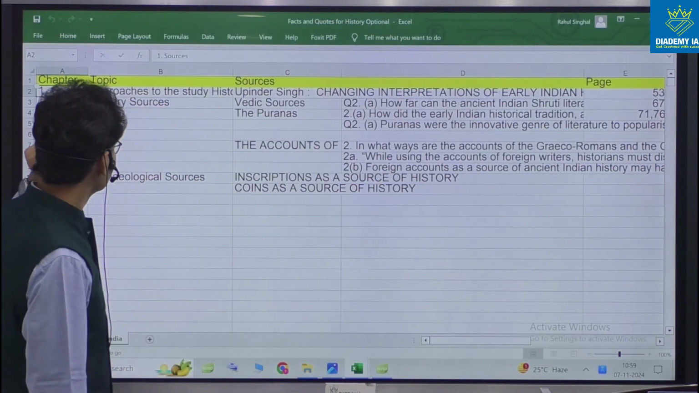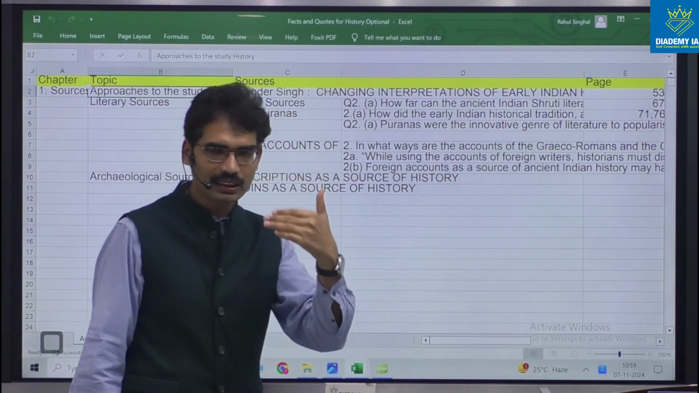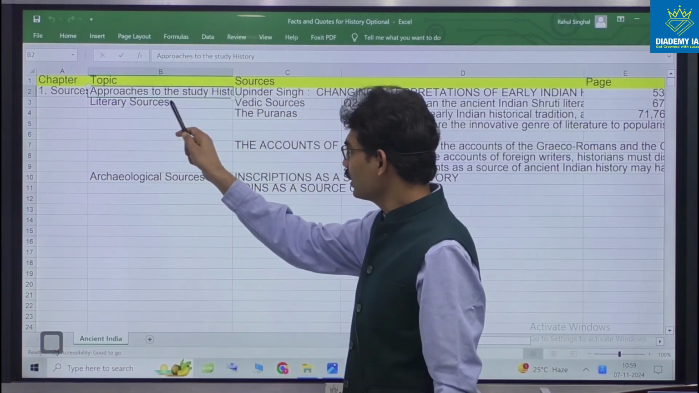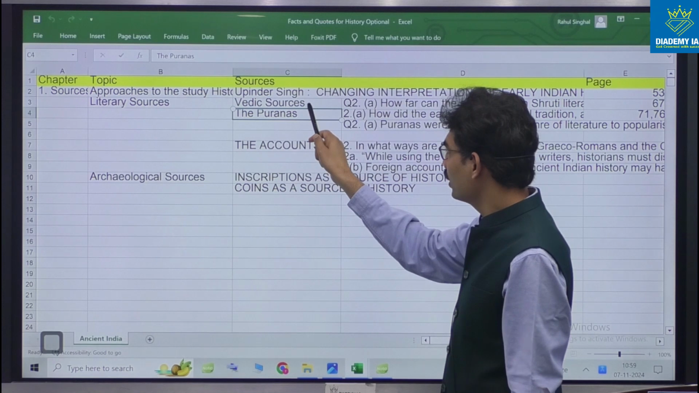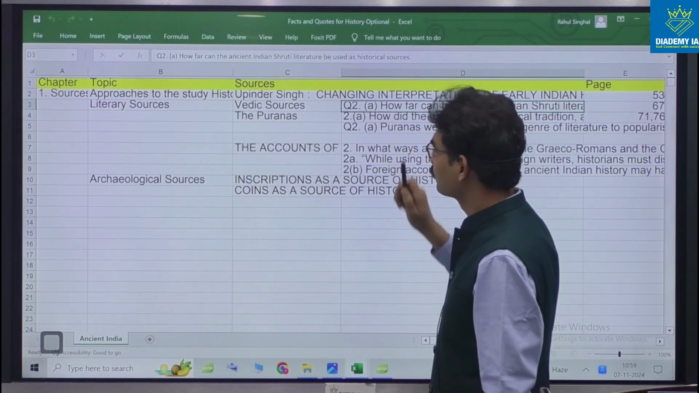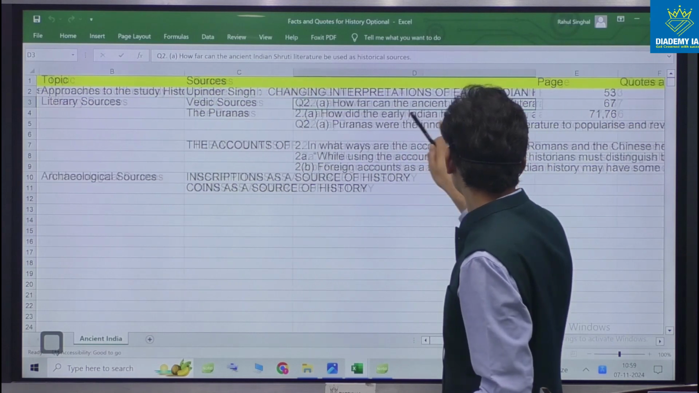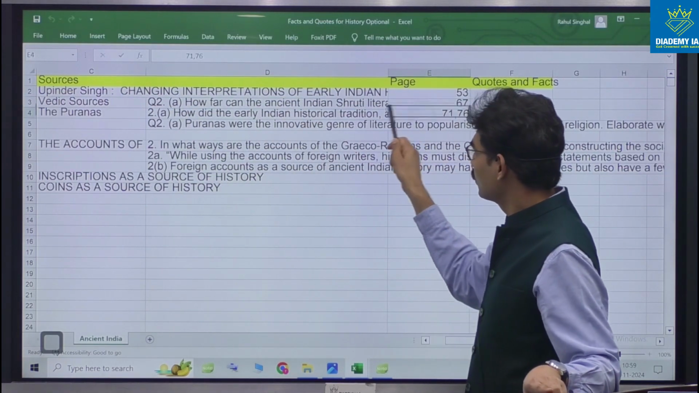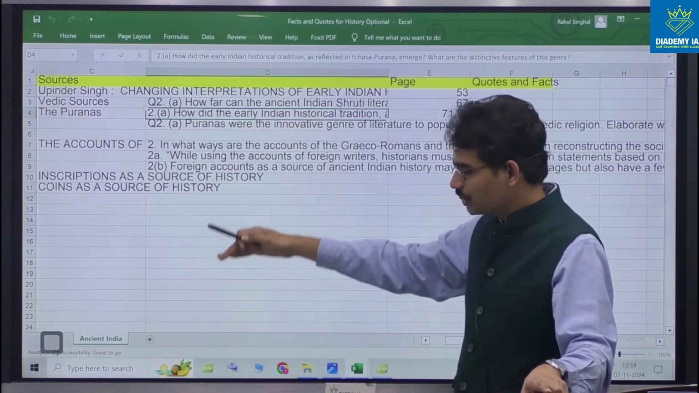This is the chapter and these are the topics. Literary sources, archaeological sources, approach. These are the themes. These are the themes in PYQs. And for literary sources, we will have Vedic, Puranas. And related to Vedic sources, what is the question? And is there any kind of source for it? Vipinder Singh will give this source. Now we can mention the page also here, and the page for this particular theme also. Likewise, we will fill this sheet.